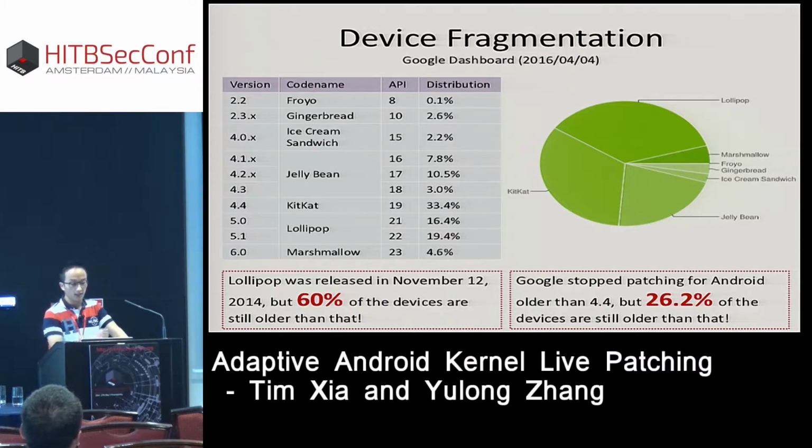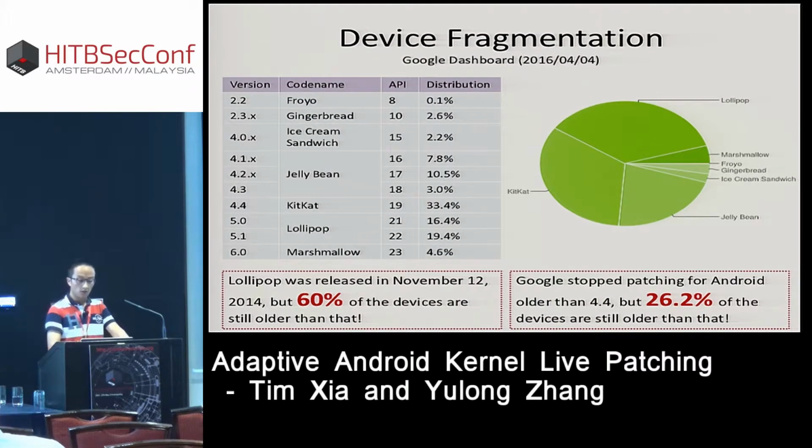Let's take a look at Google's own stats to see how bad the situation is. Lollipop was released on November 12, 2014, but 60% of the devices are still older than that. The stats were taken on April 4th, 2016.